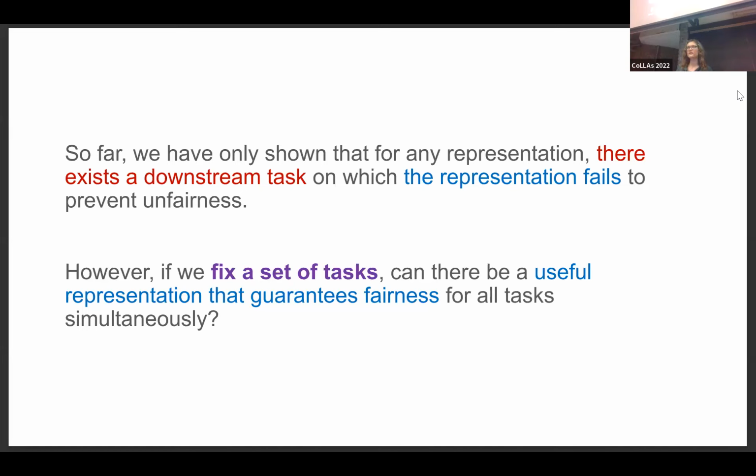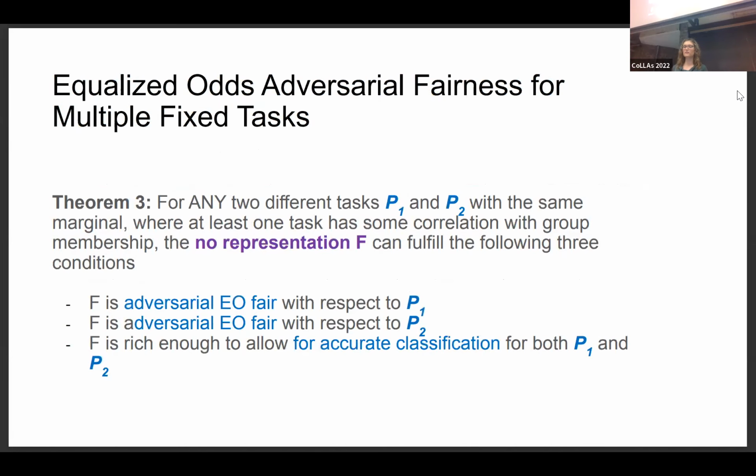And by useful representation, we mean that the representation allows for perfectly accurate classification. And here we also find a negative result for equalized odds fairness. So roughly speaking, say that for any two tasks, there is no representation that is useful as well as fair with respect to both of these tasks.